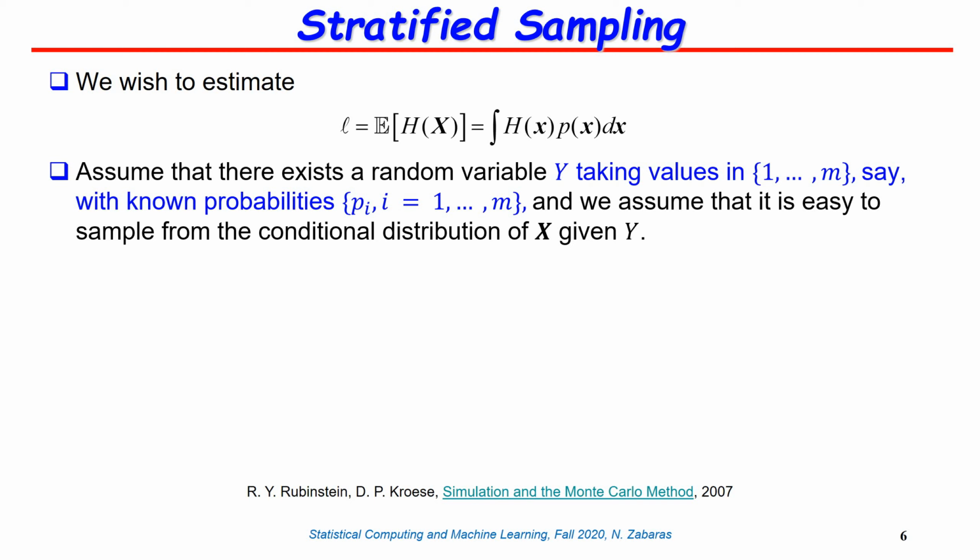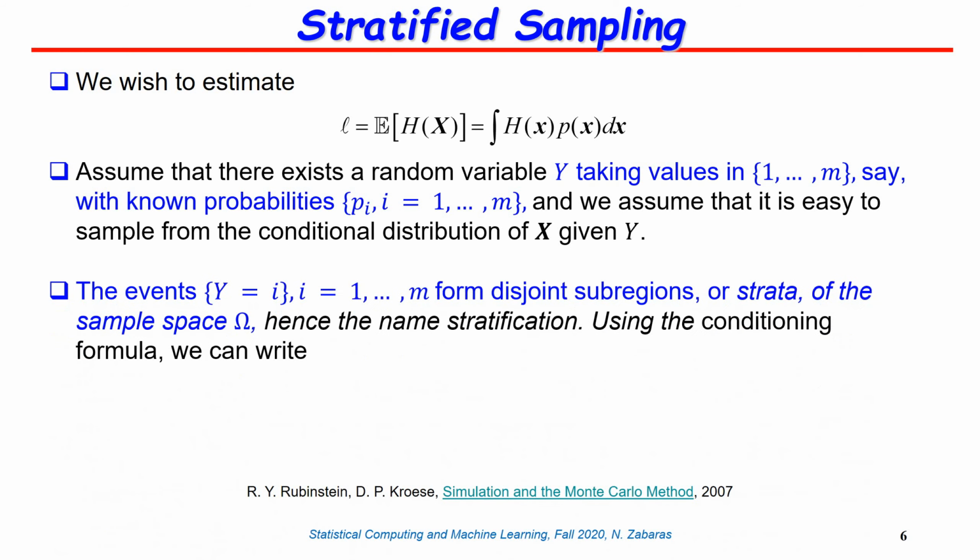So in principle, these events Y equal to i split the sample space in m disjoint regions that we call strata. And that's why the algorithm goes with the name stratified sampling or stratified Monte Carlo estimator.